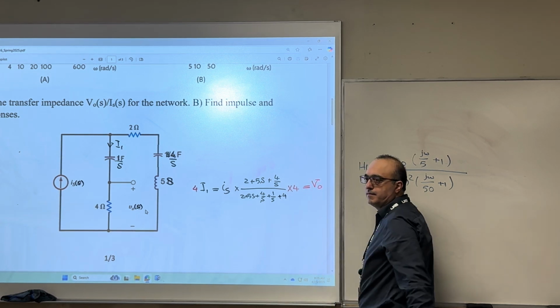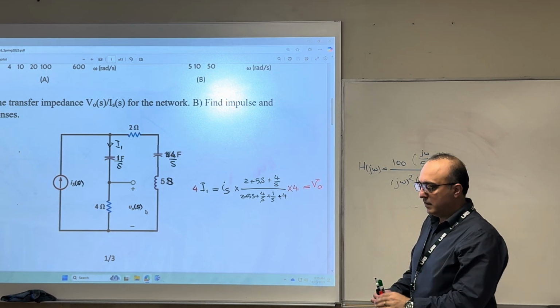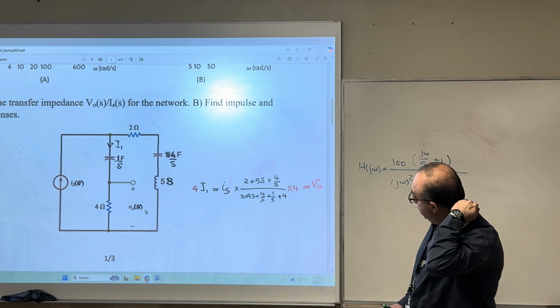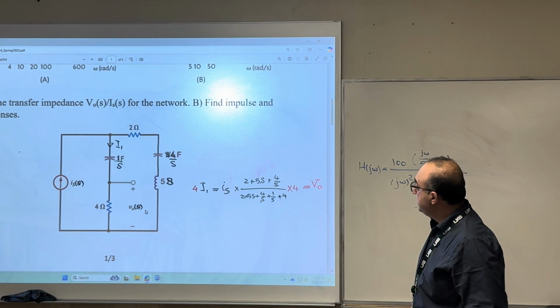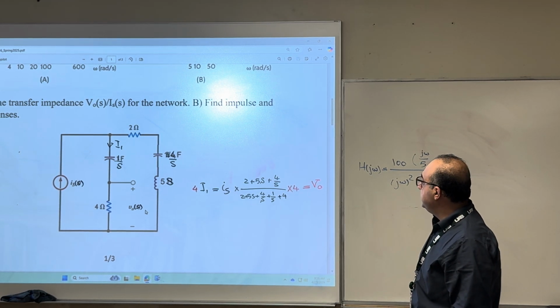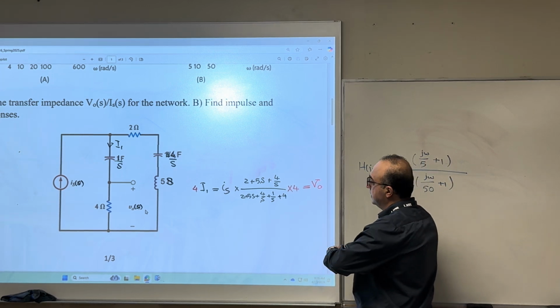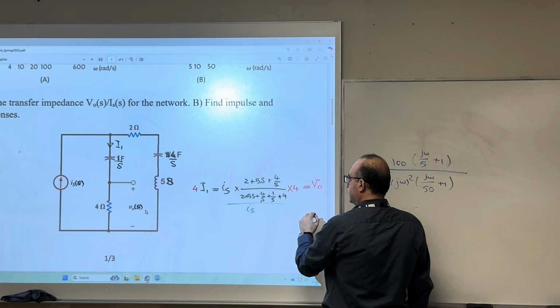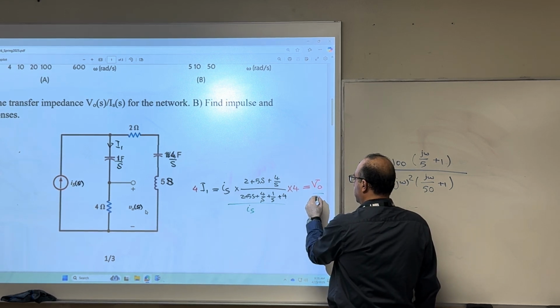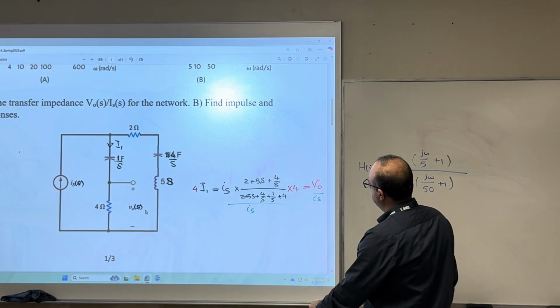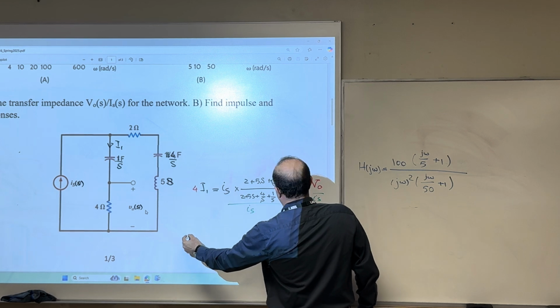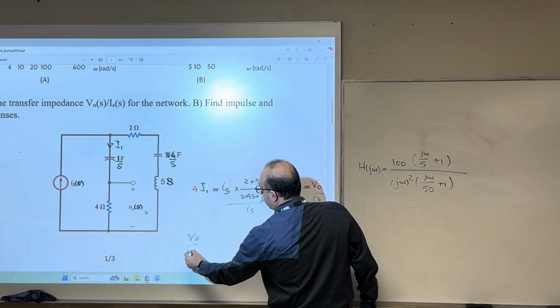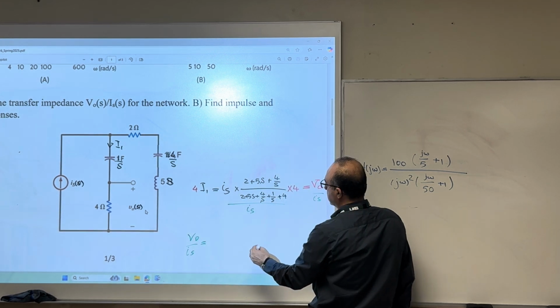VO. So I need what? VO over VS. Then I divide everything by IS. Then my VO over IS equals to what?